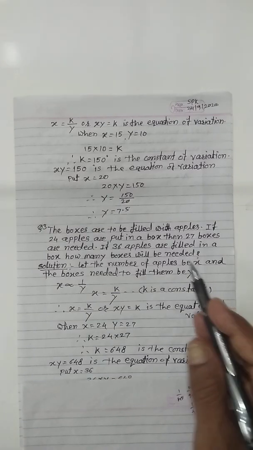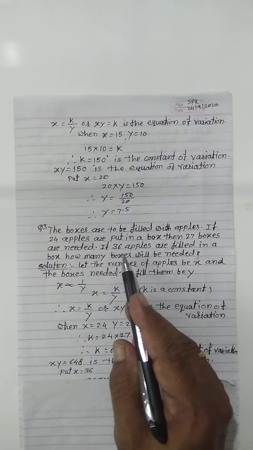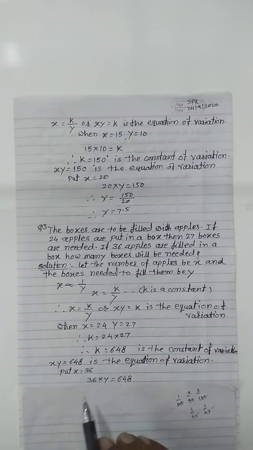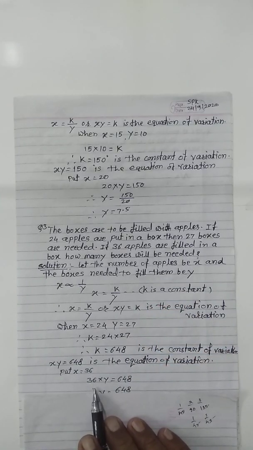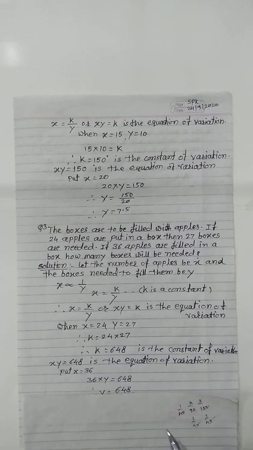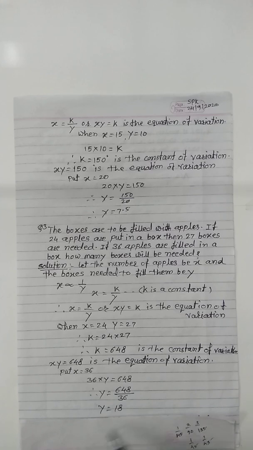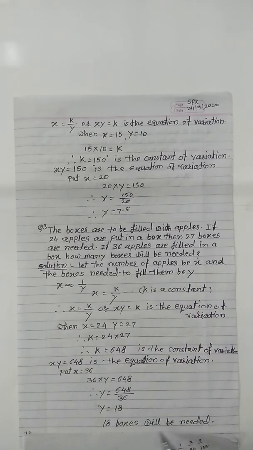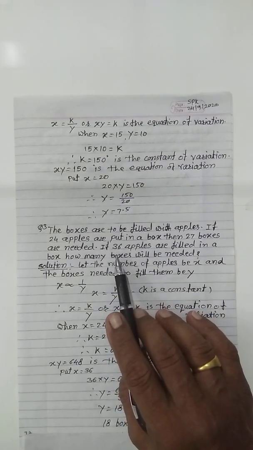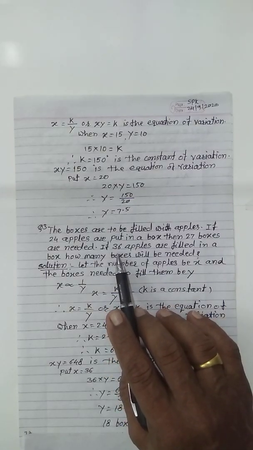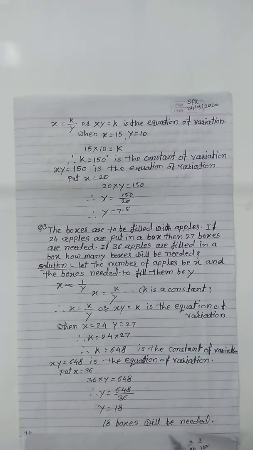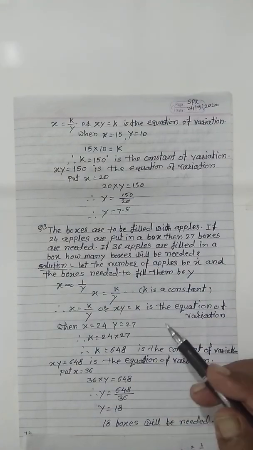Put then x equal to 36, means the number of apples put in the box is 36. 36 into y equal to 648, then y equal to 648 divided by 36, then y equal to 18 boxes. Now the required boxes are 18 boxes will be needed when the apples in the box are 36. In this way we complete these three examples.